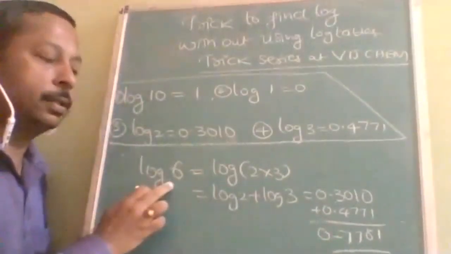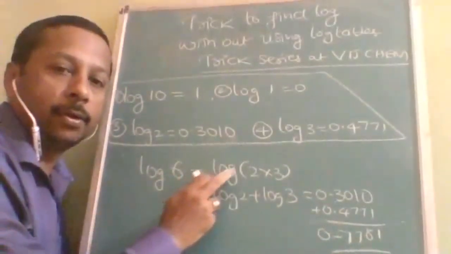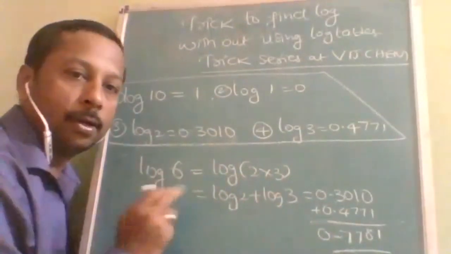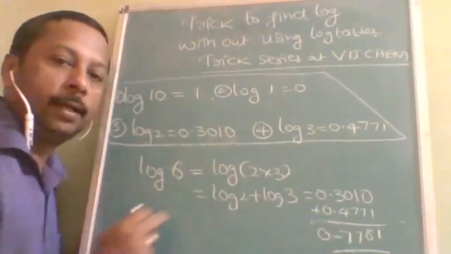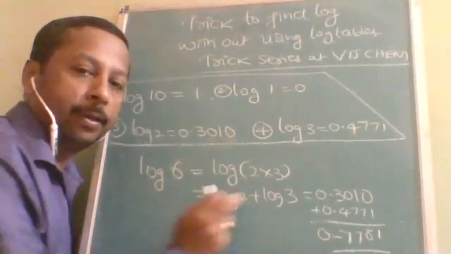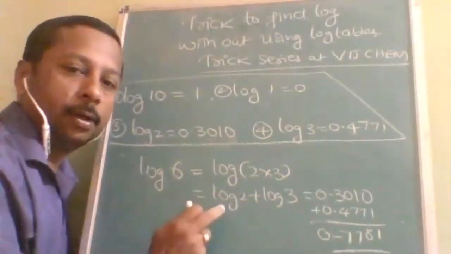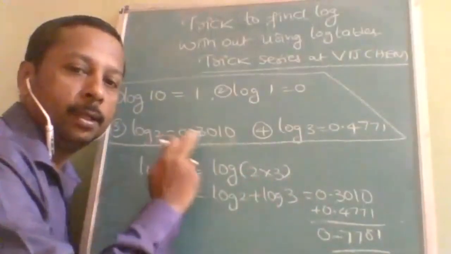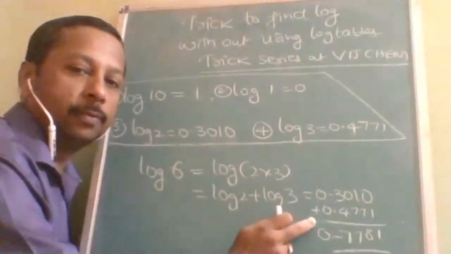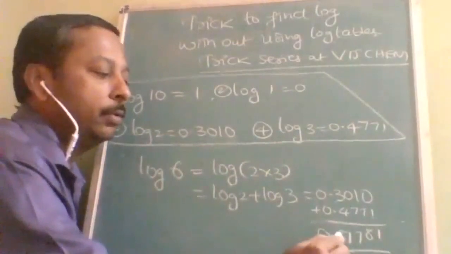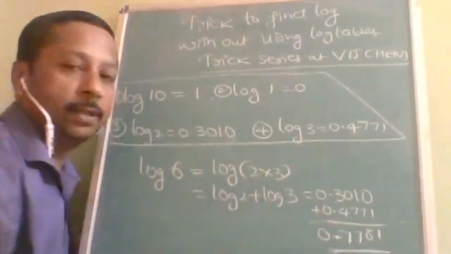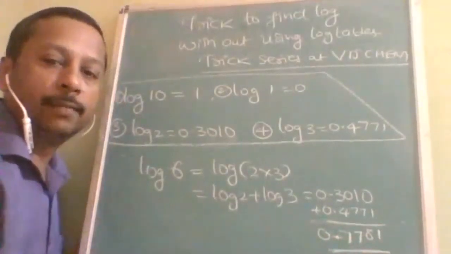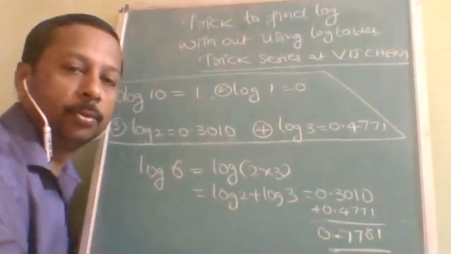Log 6 is written as log 2 into 3. 2 times 3 is 6. So by the formula log a into b, we can write it as log 2 plus log 3. Log 2 can be written as 0.3010 from this, and log 3 can be written as 0.4771. Then you can write it as 0.7781. Log 6 is how much? 0.7781. Any doubt about this?